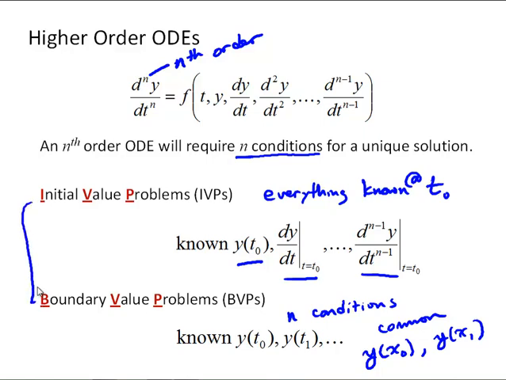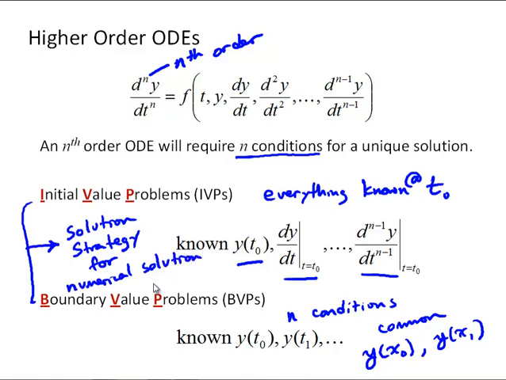Whether something is an initial value problem or a boundary value problem affects how we solve it, particularly numerically. So the first thing we need to know is: is it an IVP or is it a BVP? We need to identify that before we can determine what is the appropriate numerical solution.